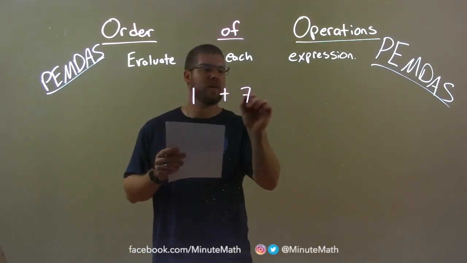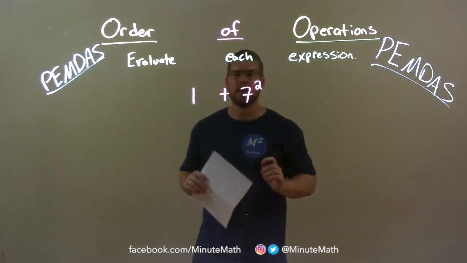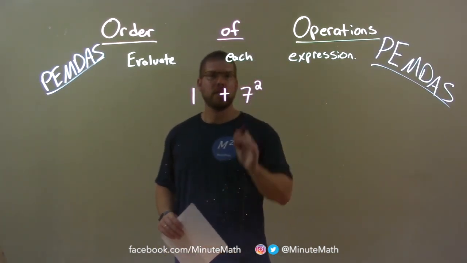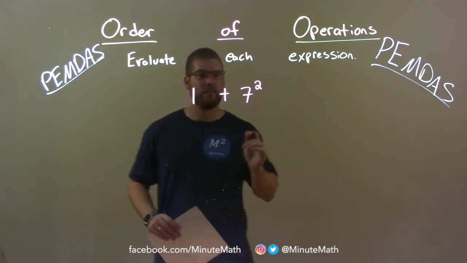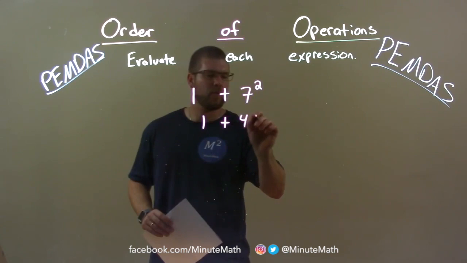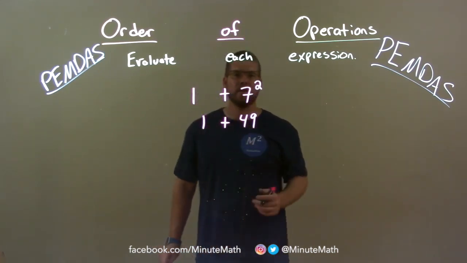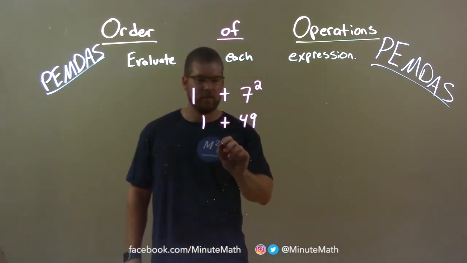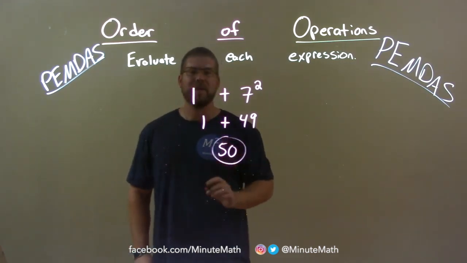1 plus 7 squared. All right? Well, 7 squared is 49, and we have to deal with the exponents first, right here. So we bring down the 1 plus 49. Now we can deal with the addition. 1 plus 49 is 50. So the final answer here is just 50.